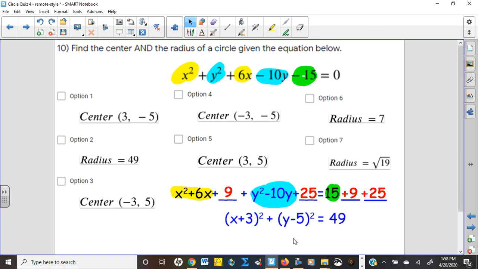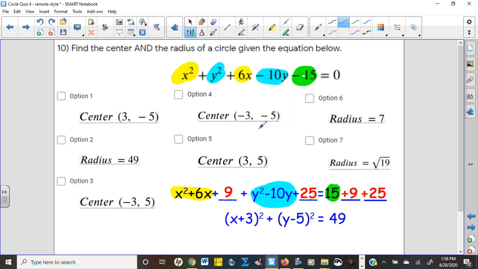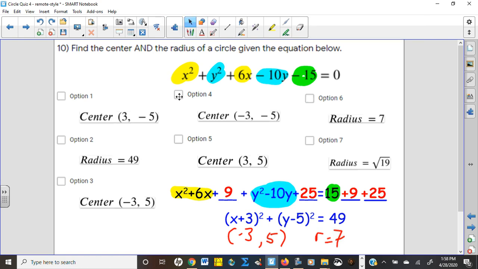So what would be true? Well, it looks like your center would be the point negative 3 and 5. And it looks like the radius would be not 49, but the square root of 49. So based on what we saw there, option 4 would be true for the center, and, oops, 4 has negative 5, so 3 is the one with the positive 5. And option 6 would be true for the radius, so 3 and 6.